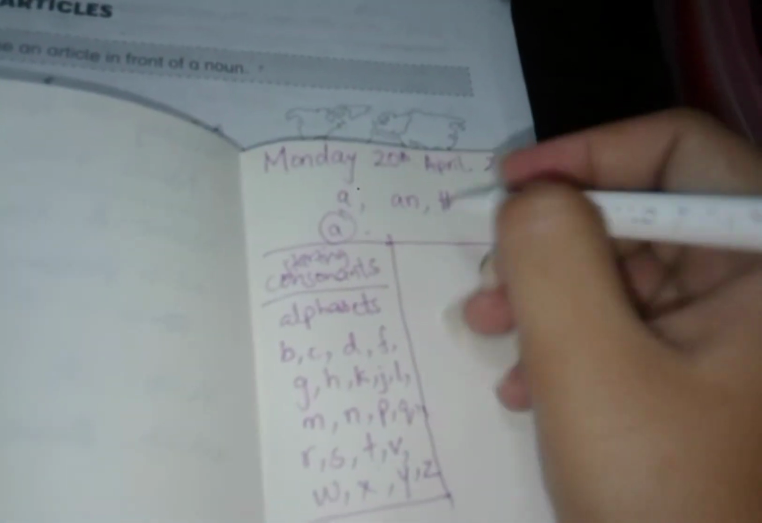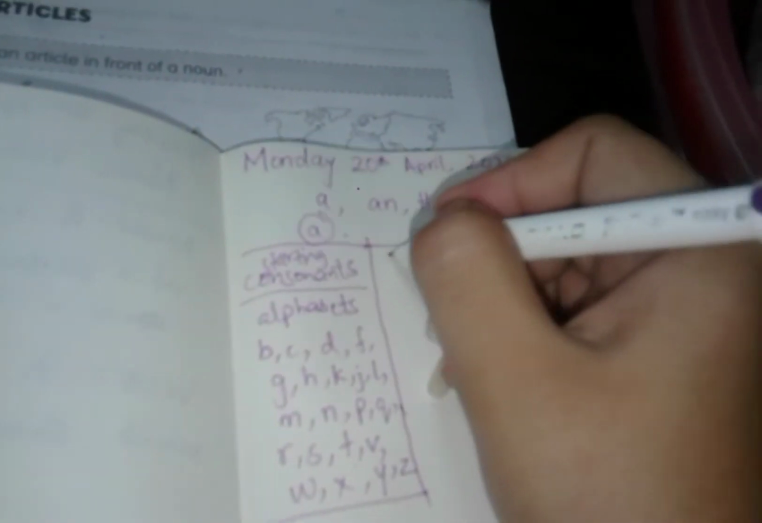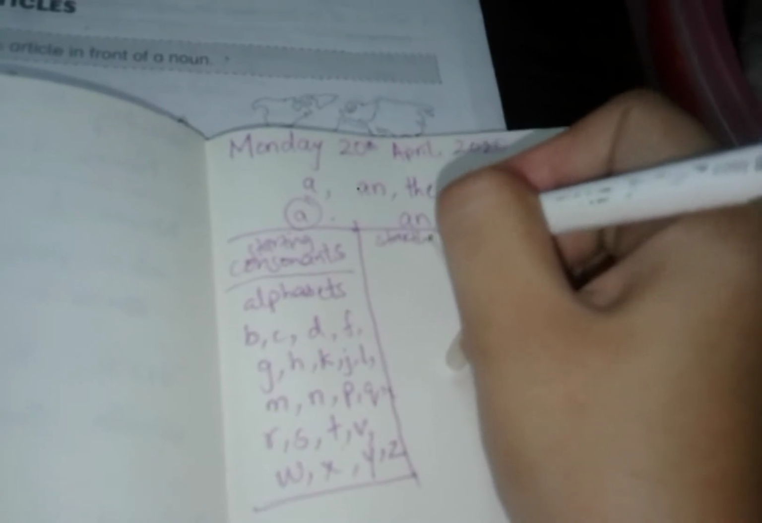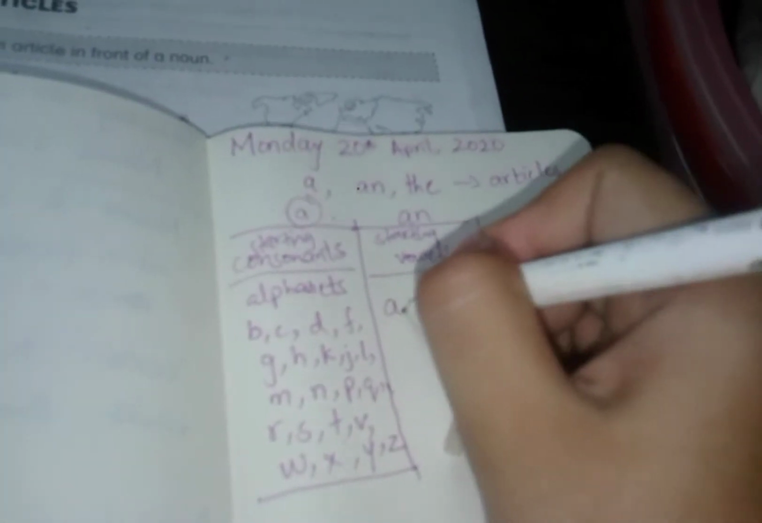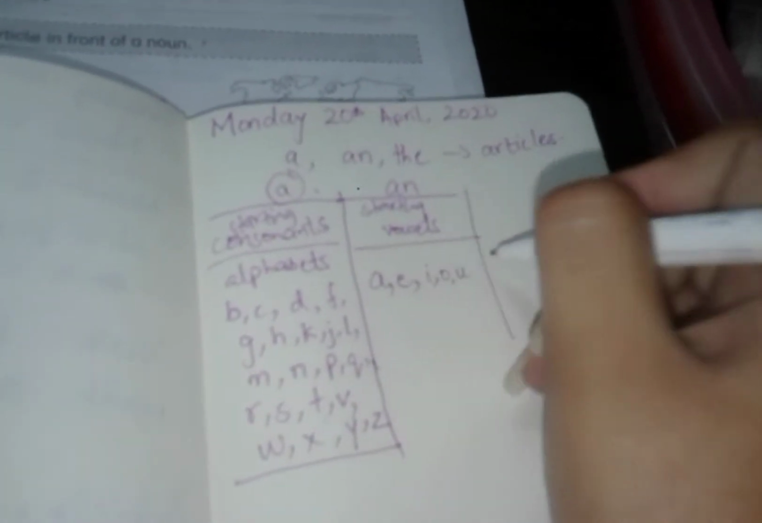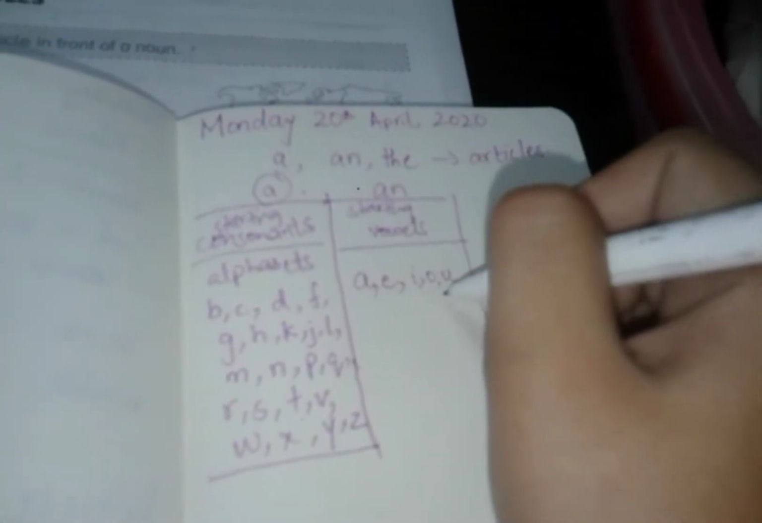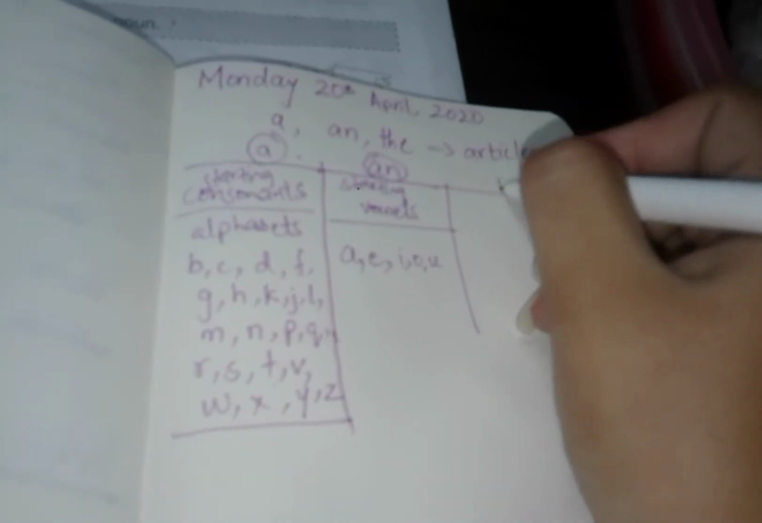Moving on to an. An is the article that is used for all the words that are starting with vowels. Now we all know what the vowels are, the 5 vowels: A, E, I, O, U. So any word that is starting with the vowels, we use an before that noun. Let's move on to the.